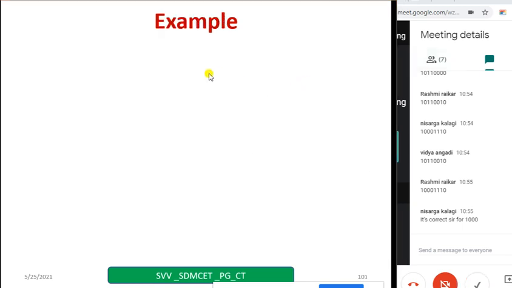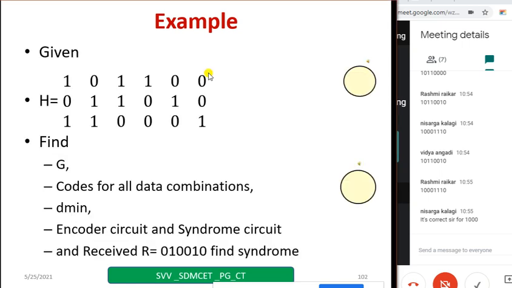Let's have another example. Given, say, H equal to this, we have to find out the G code for all data combinations. You have to find out D minimum. The next is you have to write an encoder circuit and syndrome circuit. And received is this. You have to find a syndrome. Take 2 to 3 minutes, copy down this.